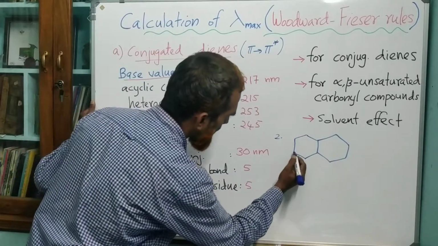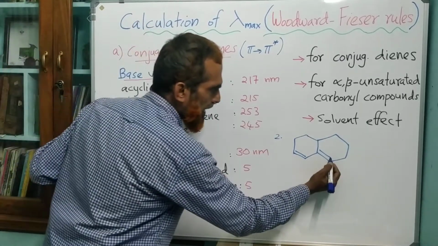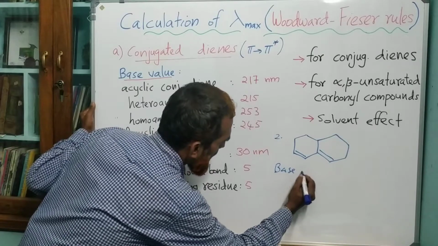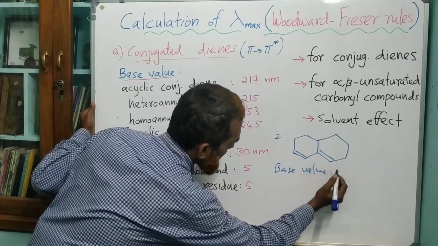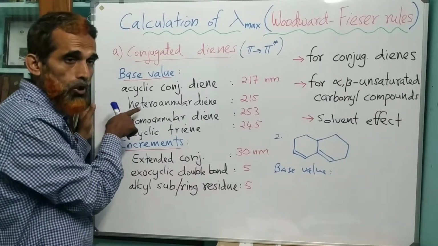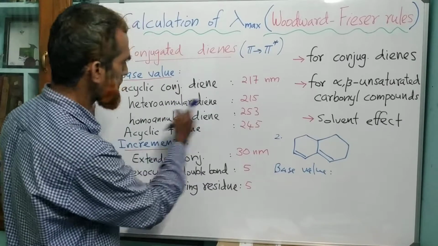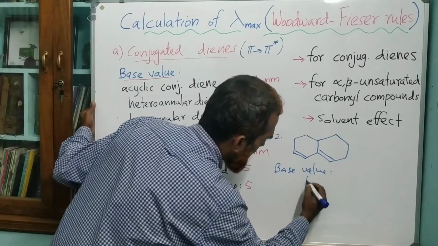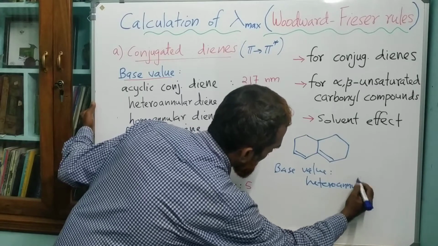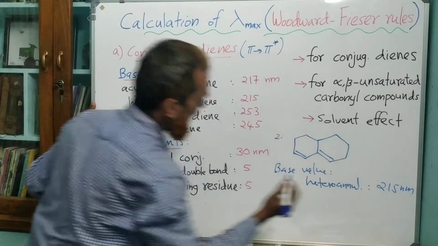Okay. This is the compound. Calculate lambda max for this diene. So first of all we take the base value, fix the base value. To which one does it belong? It is a heteroannular diene, correct? Different rings. So the base value is 215, heteroannular. So it is 215 nanometer base value.